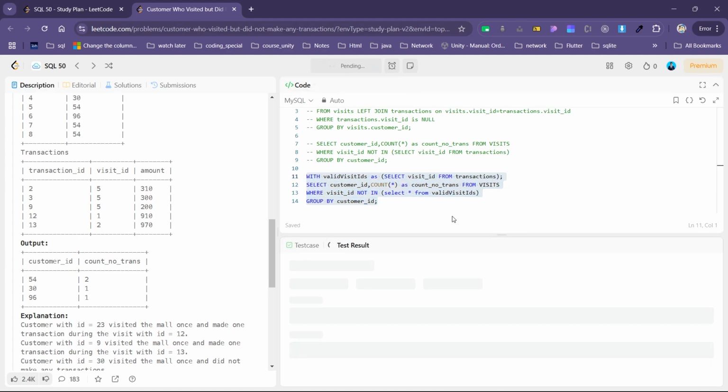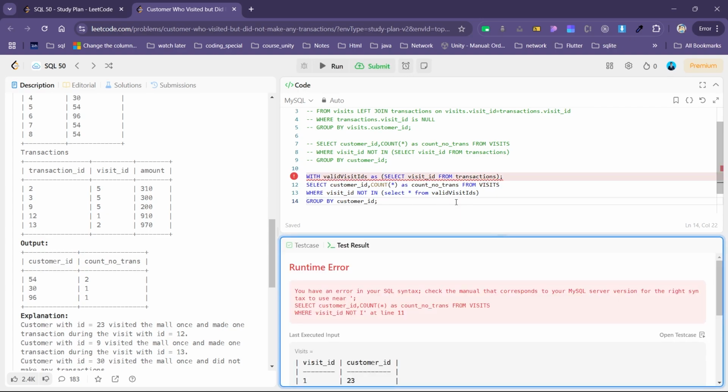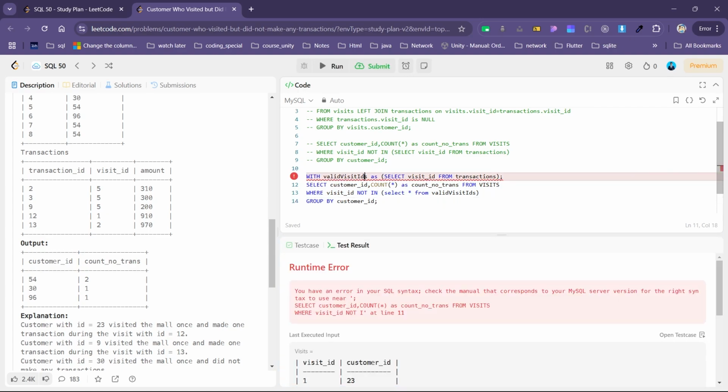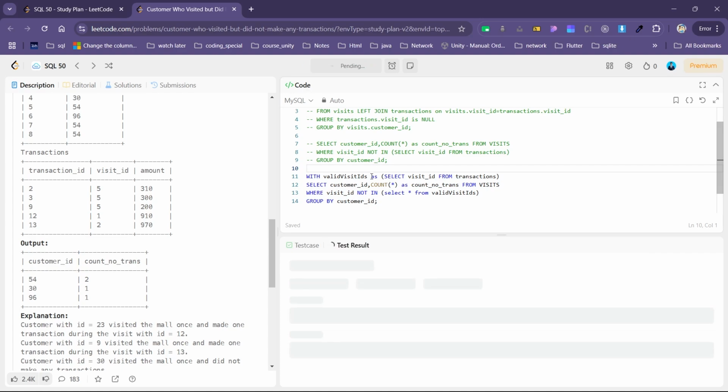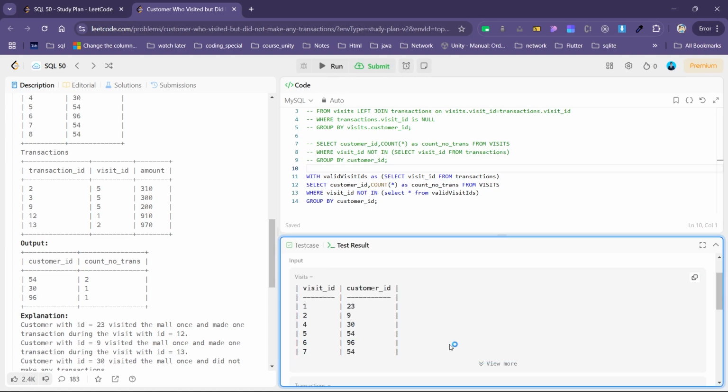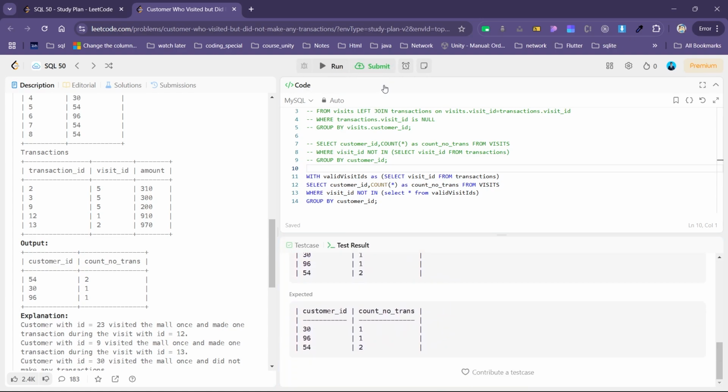Now we'll see that if the query works fine or not. Okay, we'll have to remove this semicolon. Now let's try again. So you see our solution got accepted. Now let's try to submit this. But before that, let's understand what is going on in here.